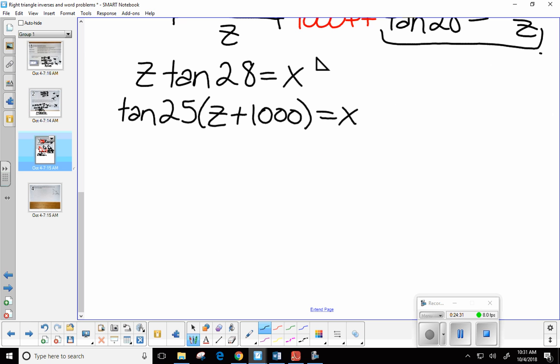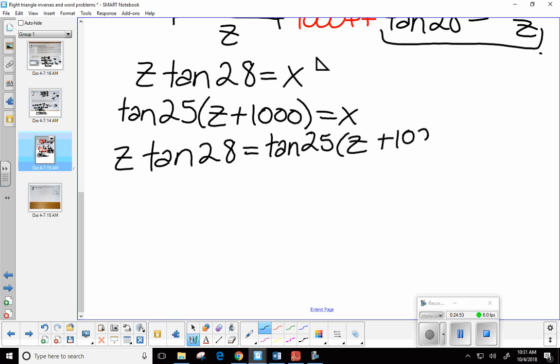And so because of that, we can set it equal to each other, right? Because they're both equal to x, so they're equal to the same thing, which means therefore that they are equal to each other. And so then writing that out, we have z times the tangent of 28 equals the tangent of 25 times z plus 1,000. Does that make sense how we got there? Okay. And so from here, we're just going to isolate the z, so we'll just do some algebra to get there.